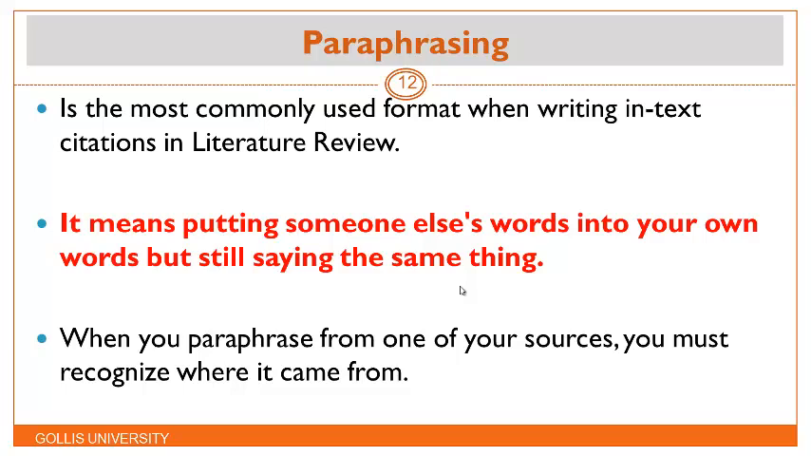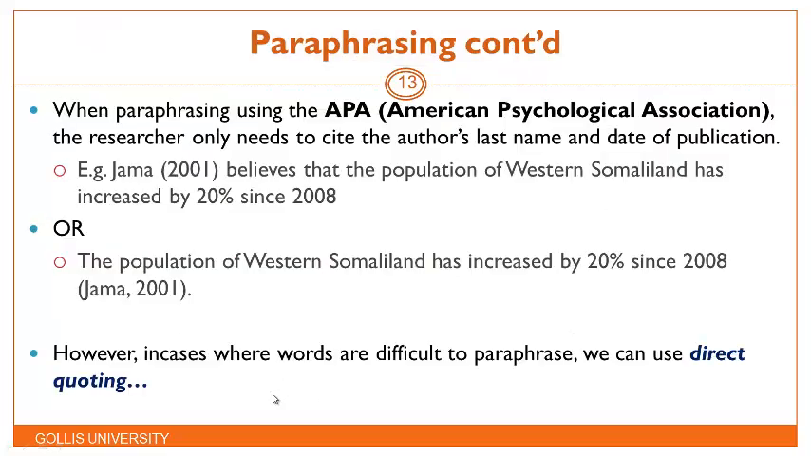So even if you have used your own words, and you've taken this from another source, you have to give a citation. When you paraphrase from one of your sources, you must recognize where it actually came from. According to APA, which is the common method we use even here at Golis University, when paraphrasing using the American Psychological Association format, the researcher only needs to cite the author's last name and the date of publication. Remember, you look at the work of another writer, maybe a textbook, maybe a journal.